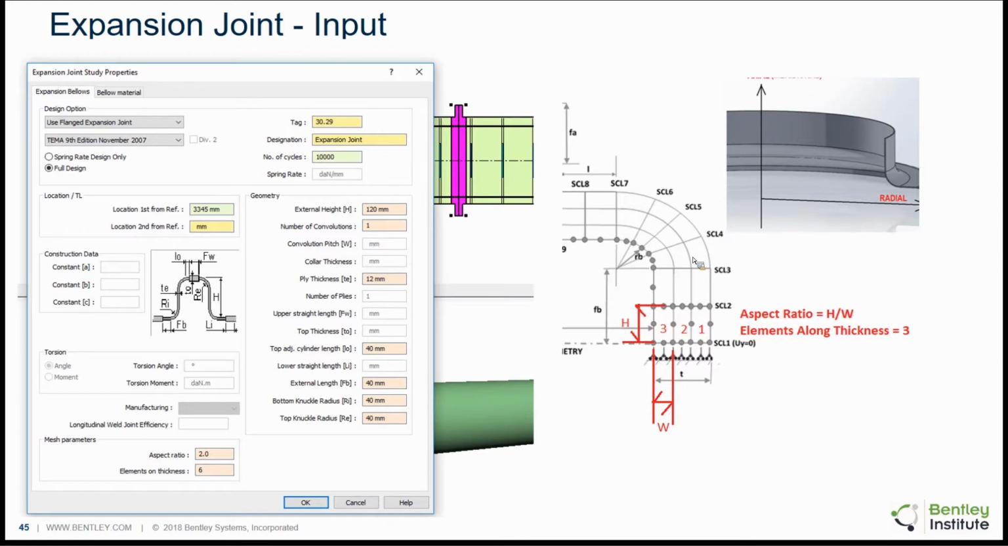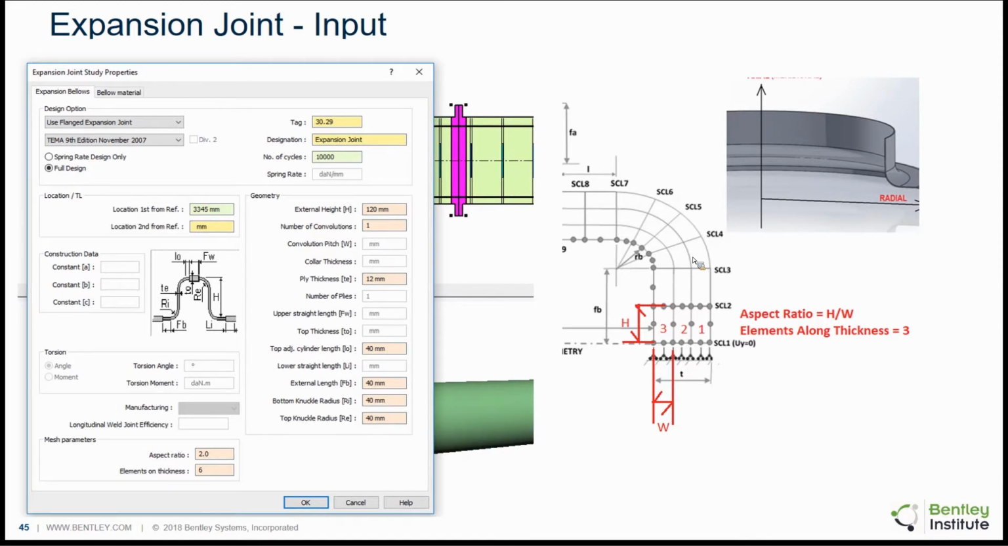Down below you see there are mesh parameters. So there are two parameters here. One is the aspect ratio 2, which is as per TEMA's guideline, and elements on thickness. So basically how many elements you want to place along the thickness. The more number of elements you place, you get more accuracy. So just now what we analyzed, 6 elements are required along thickness, and these are also TEMA guidelines. So TEMA requires that you have aspect ratio 2 and element on thickness is 6.